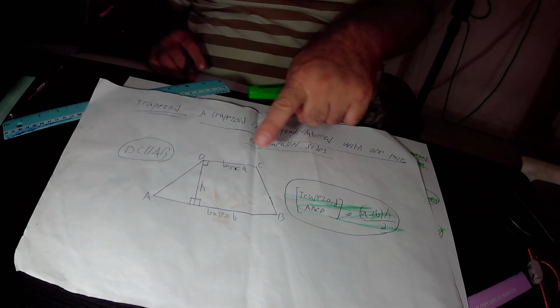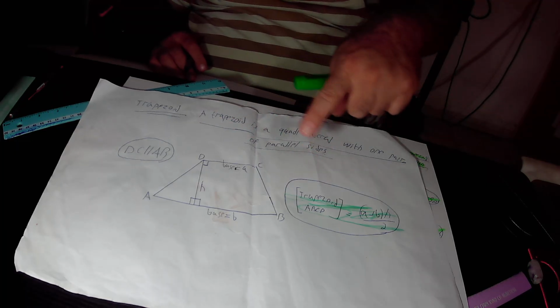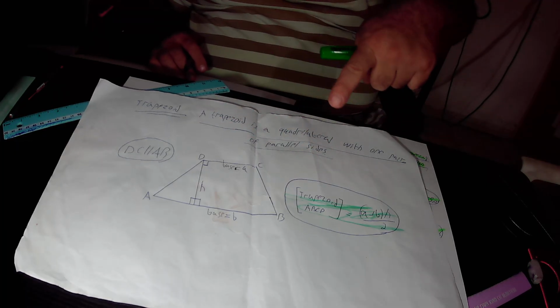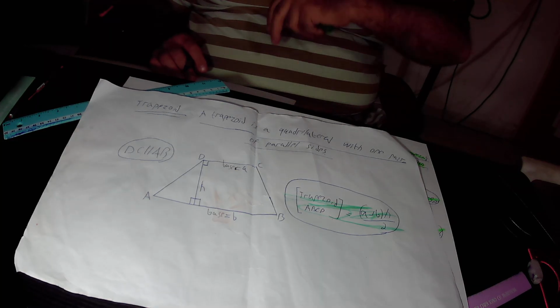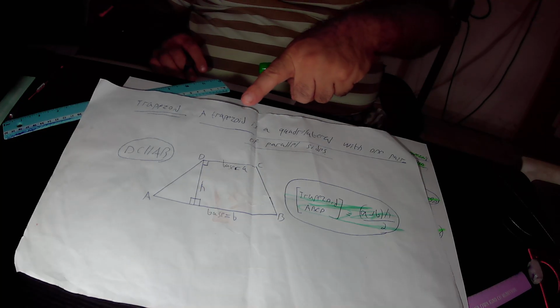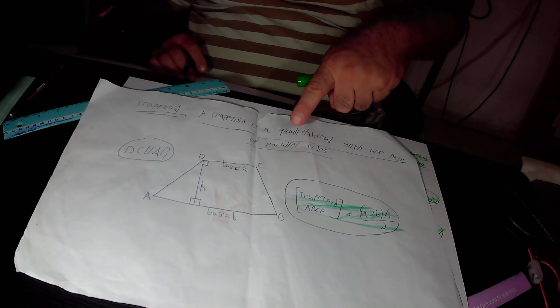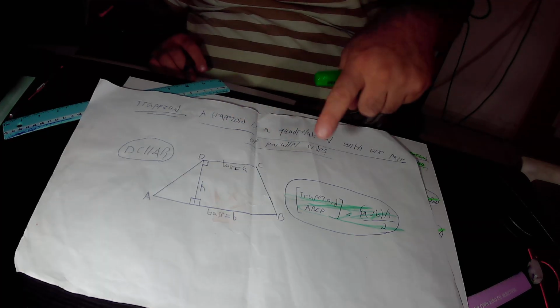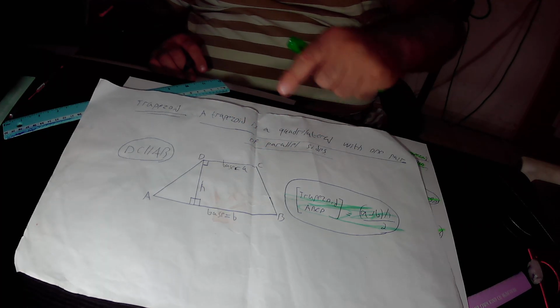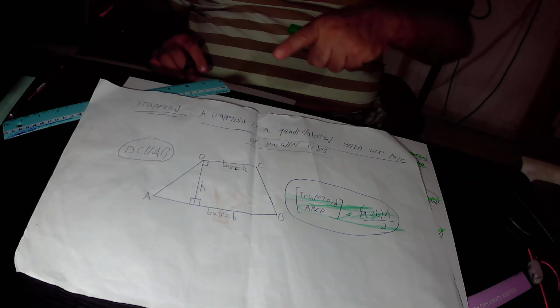This is quadrilateral ABCD. In quadrilateral ABCD, side DC is parallel to the opposite side AB, and therefore quadrilateral ABCD is defined as a trapezoid, because it has one pair of parallel sides. So in trapezoid ABCD, the base DC is parallel to AB, so the two parallel sides are defined as the bases of this trapezoid ABCD.